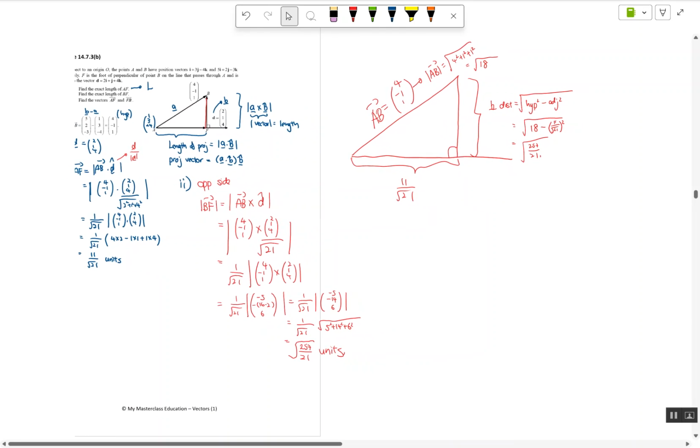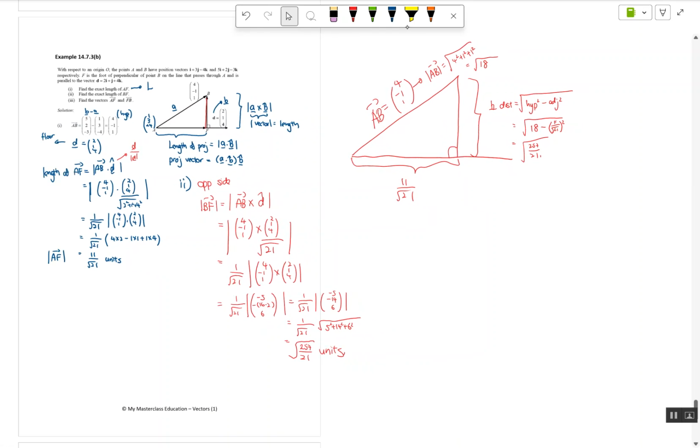So play smart. If I want to find the opposite length and I already have the length of projection, then use Pythagoras theorem. If you don't have it, then you can just use cross. If there's too much thinking for you and you just want to know, okay, adjacent length I use dot, opposite length I use cross, then that is fine for me as well.